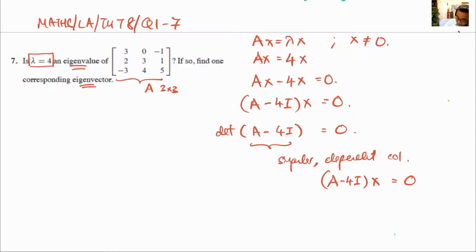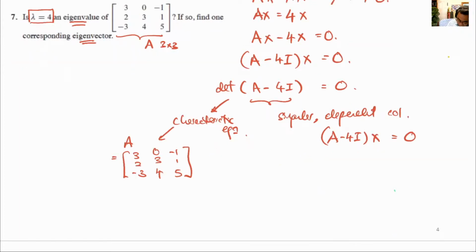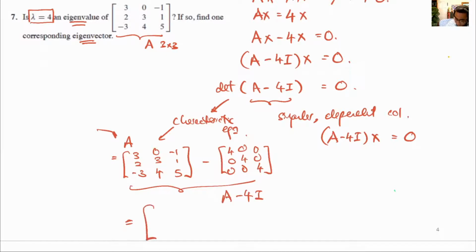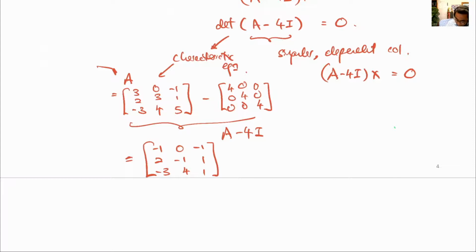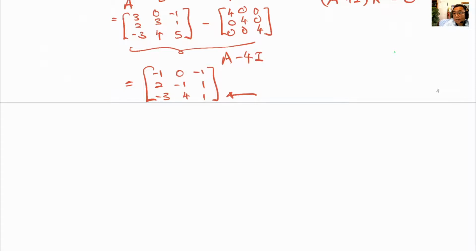We've done this before, and now we will proceed from this equation, which is called the characteristic equation, and we will now solve. First, we write down what the A matrix is, and now we have 4I, which is 4, 4, 4 on the diagonal, and we will get A minus 4I to be this matrix.